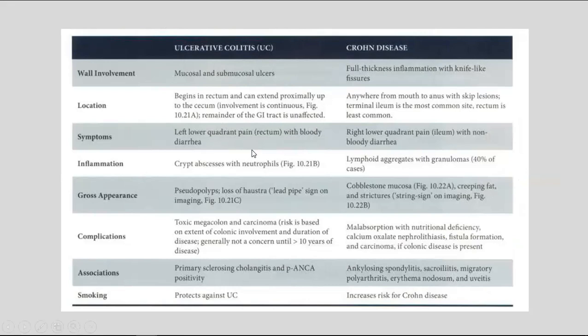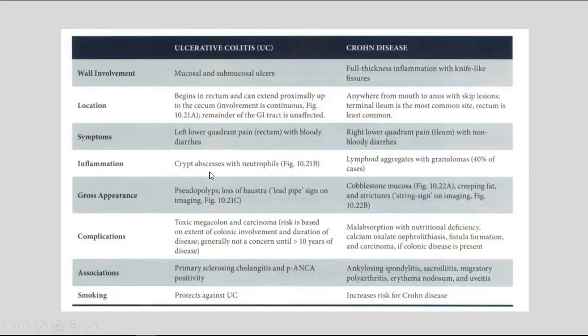Because the most common part of the GI that is affected in ulcerative colitis is the sigmoid colon or the rectosigmoid region, patients are most typically going to present with left lower quadrant pain and bloody diarrhea. Bloody diarrhea, again, because of the ulcers, and it's something that you need to know very importantly, because it's also something that differentiates it from Crohn's, which is usually with non-bloody diarrhea.